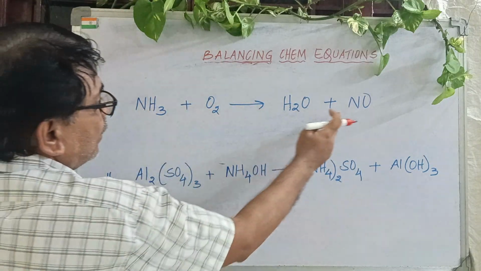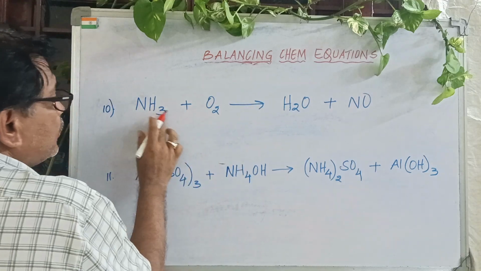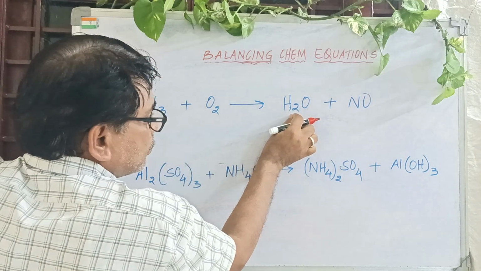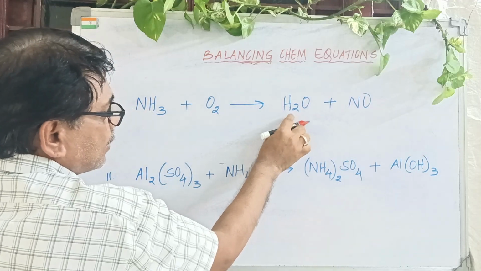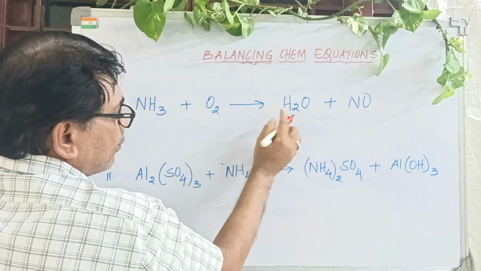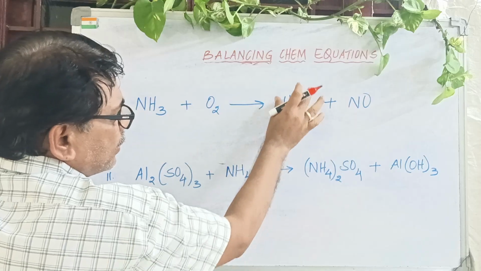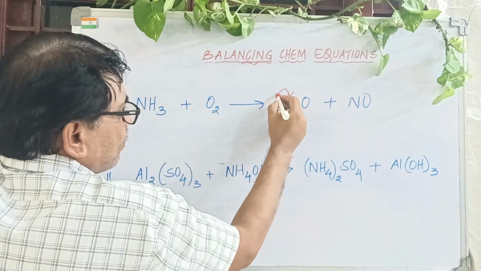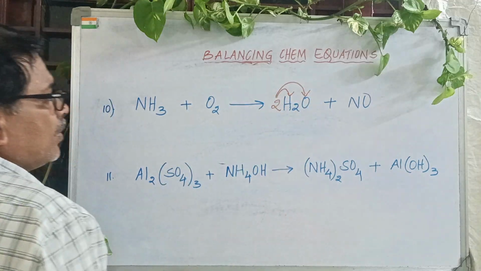N is 1, N is 1. H is 3, H is 3 over here, but H is just 2. So something is less here. Whatever you want to do, you have to do here. It's already 1, it's understood that it's 1. So go for the next number, 2. Now this 2 will be applicable for both, right?